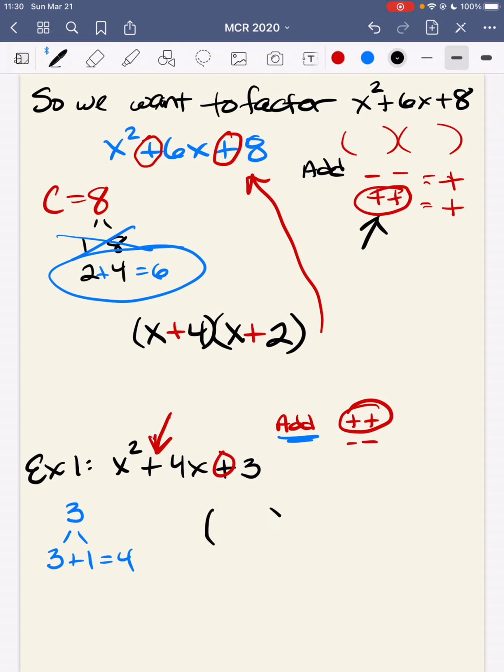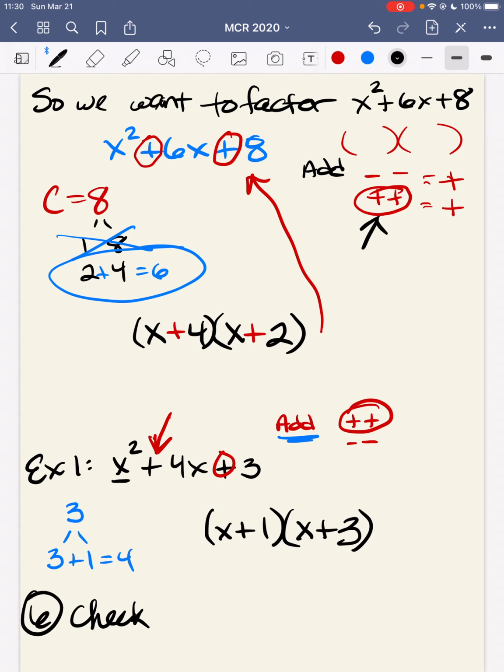I create my two binomials. My variable in this case is x, so x is going to go in the front. Then I put my 1 and my 3 in the back, in whichever order I choose, and both their signs are positive, so I put my pluses in there. Now you should always check these. That would be step 6. You should check to see if you get back where you started from. I am not going to check any of these today, but I encourage you to check them, do the FOIL, and see if you get back to where you started.